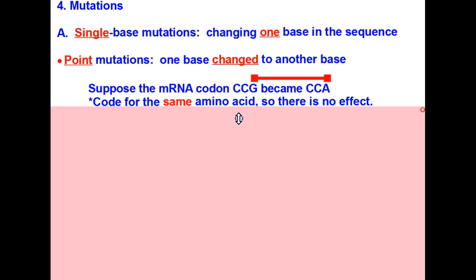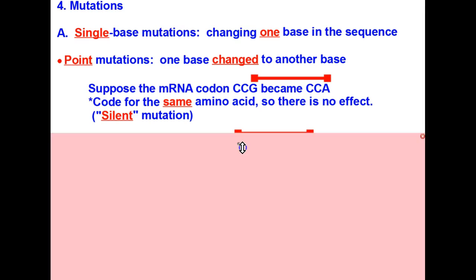Well, if you take a look at your circular table, this would end up coding for the same amino acid, so there would be no effect. In this case, the amino acid would be proline if you were to look it up on your circular table. So CCG produces proline, but so does CCA. Since they both produce the same amino acid, this is called a silent mutation because there is no net effect on the changing of the protein that's made.